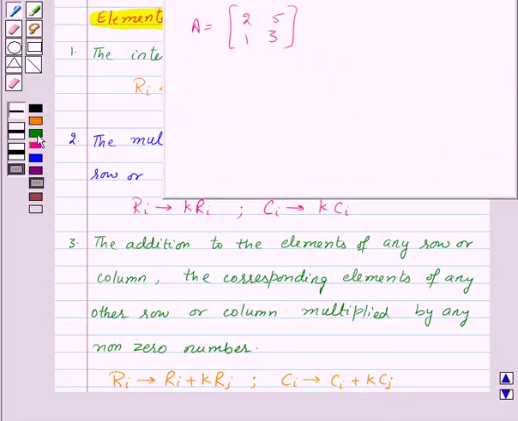For example, if in this matrix we want to change R1 to R1 plus 2 times R2, then we will get A as, here 2 will change to 2 plus 2 times of 1, that is 4, and 5 will change to 5 plus 2 times of 3, that is 11, and R2 will remain as it is, 1, 3.